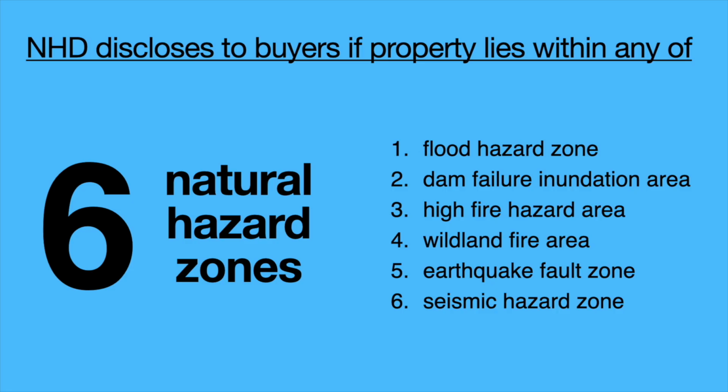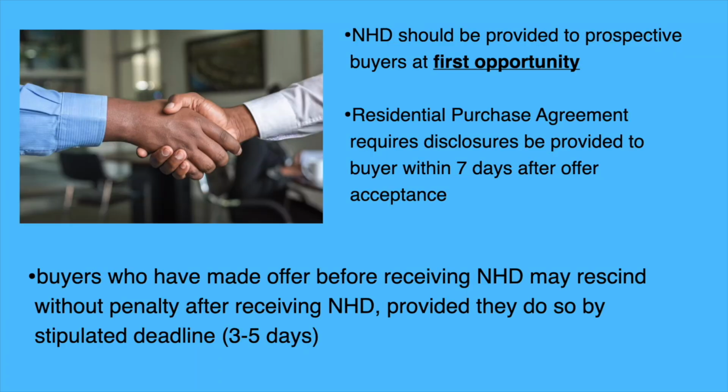The NHD discloses to buyers if the property lies within any of 6 natural hazard zones: flood hazard zone, dam failure inundation area, high fire hazard area, wildland fire area, earthquake fault zone, seismic hazard zone. The NHD should be provided to prospective buyers at the first opportunity.